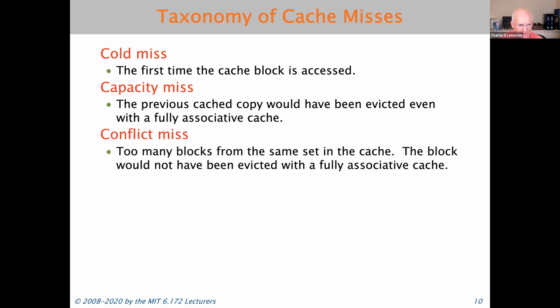The real devil for serial programs are conflict misses. These happen when there was ample capacity in the cache, but the block was kicked out because there were too many accesses to other blocks in the same set. That's where modifying the layout of data in memory might help performance, where you try to make sure that things that are going to be accessed at the same time don't fall in the same set.